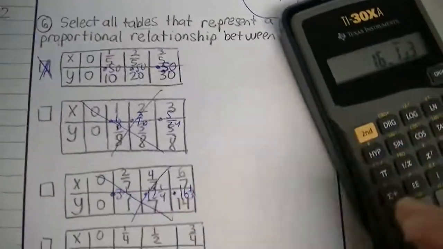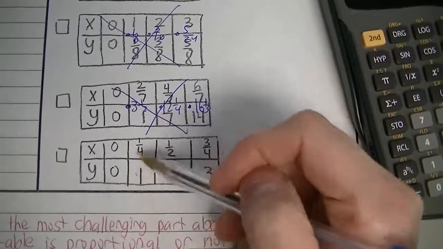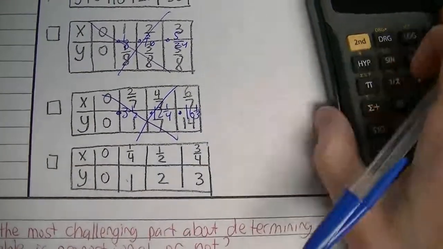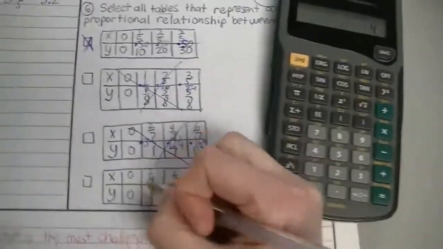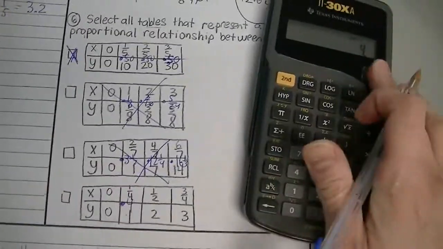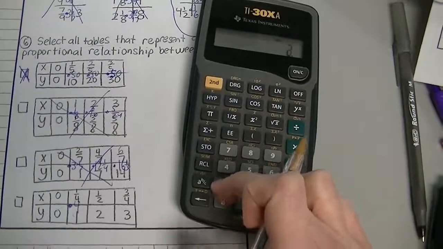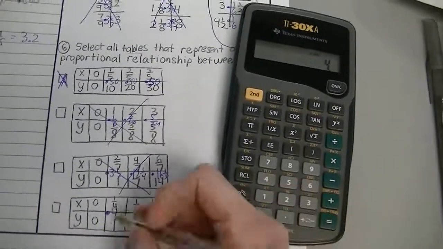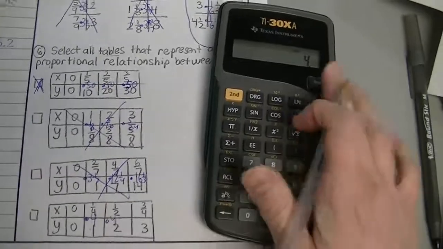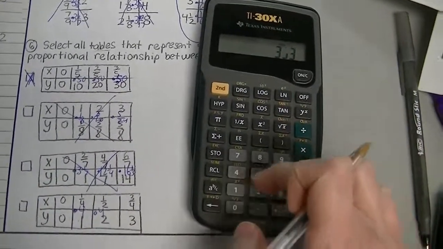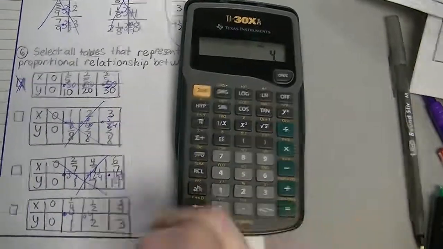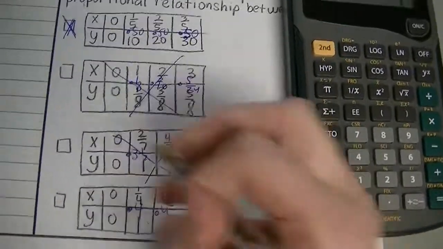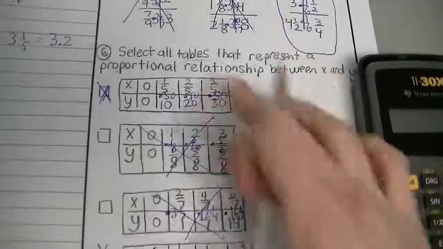So nope. Okay, this one, 1 divided by 1/4. Remember, it's y divided by x. 1 divided by 1/4 is 4. 2 divided by a half is 4. 3 divided by 3/4 is 4. So yeah, this is also proportional. Okay, so there are 2 answers there.